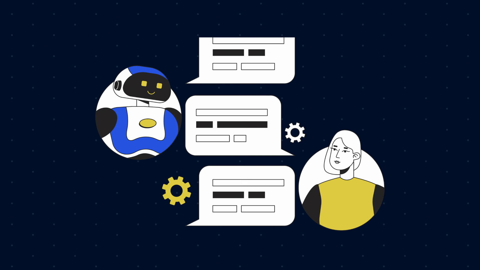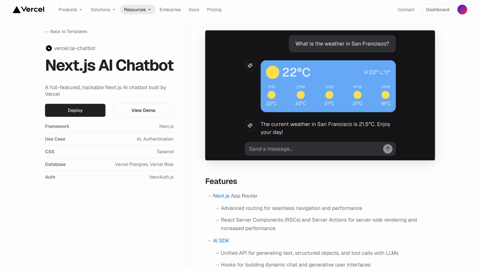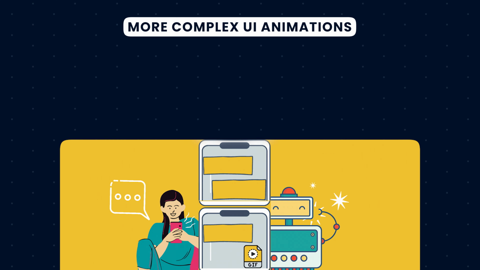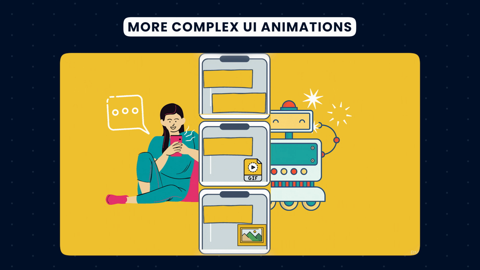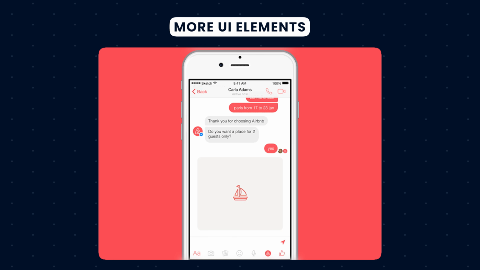With this step, you are just building a UI layer which can connect to any chatbot API. You can use Vercel's AI template and click on deploy for a very simple chatbot UI. You can of course keep improving this UI in the future for more complex UI animations or more UI elements for the user to see instead of plain text responses.